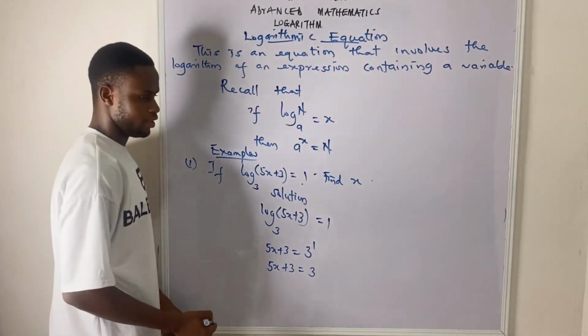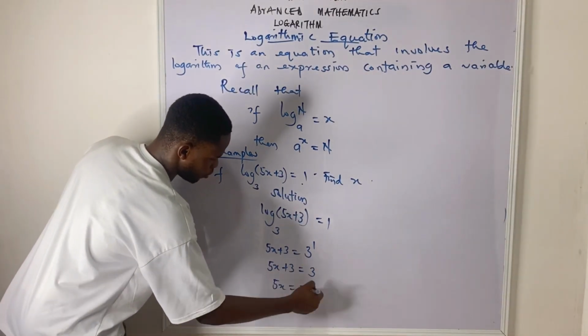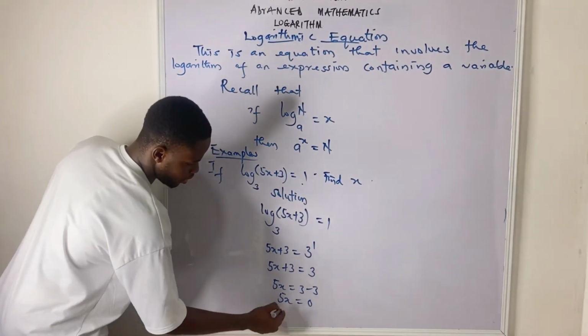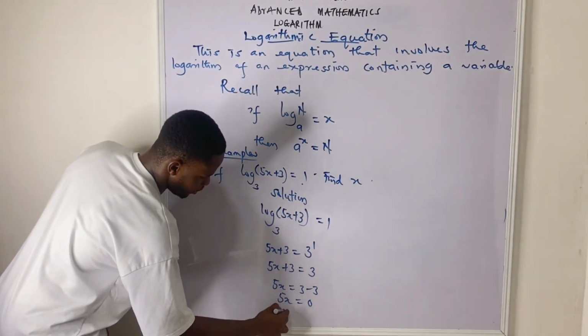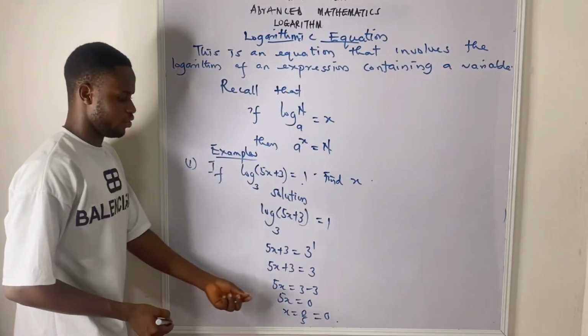And how do you find x here? We collect like terms now. So we're having 5x to be what? 3, that one will go over as minus 3. And 5x to be what? 0. Happy? If I divide both sides by 5, we're having x to be what? 0 divided by 5. And what is 0 divided by 5? 0. So x is 0 here.